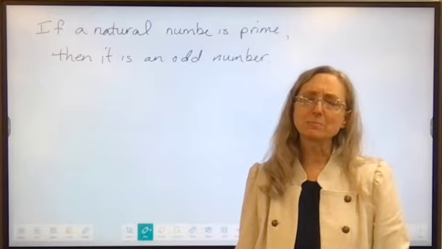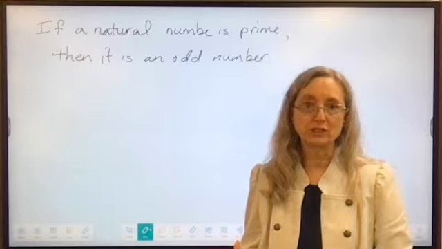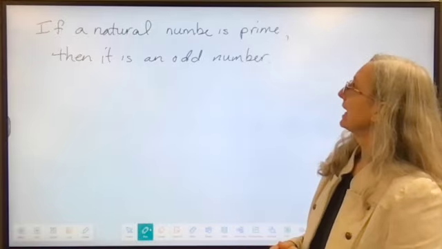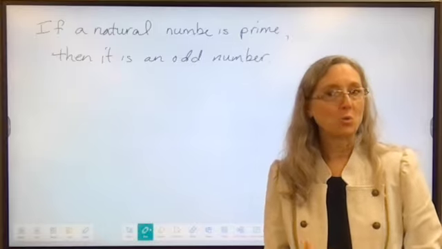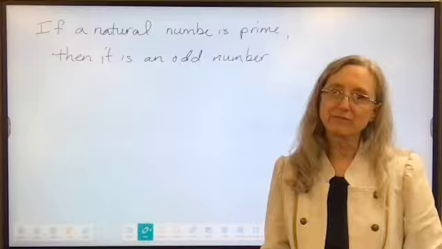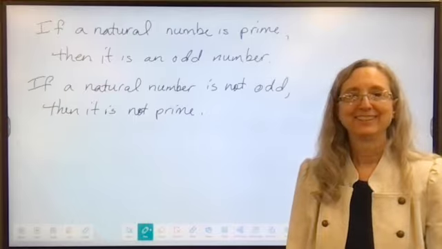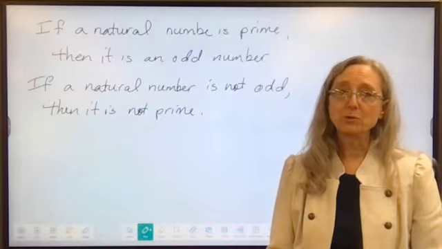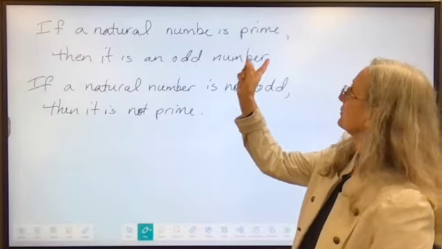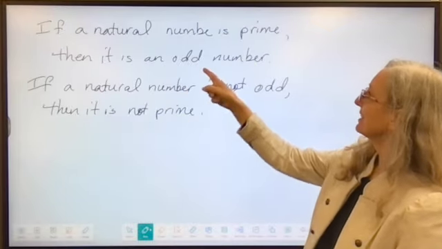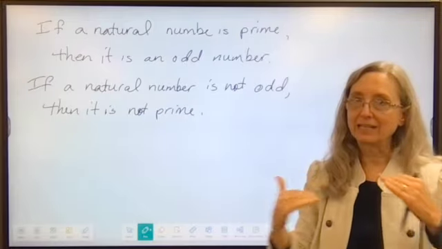Next one. I know this may seem tedious, but if we can do this, it'll make the next steps so much easier. So this next one: if a natural number is prime, then it is an odd number. What's the contrapositive? What's the truth value of both? Go for it. Pause and then come back. Okay, I hope you came up with this. Here's my contrapositive. If a natural number is not odd, then it is not prime, negating both.